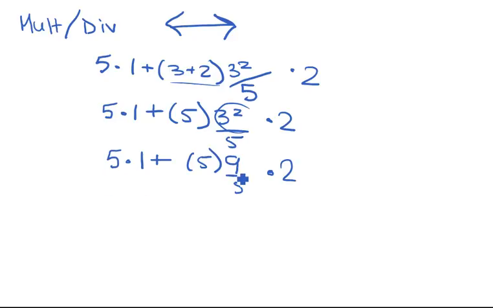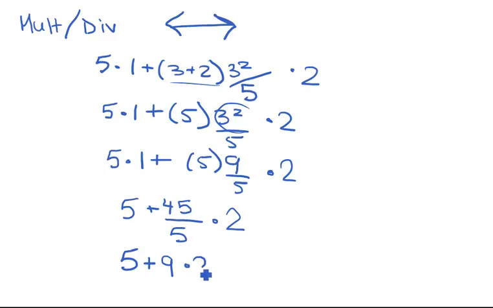So now we have to do our multiplication and division left to right. So first we have 5 times 1, which is 5, plus 5 times 9 would be 45. Here's where it gets tricky. Some people would do 5 times 9 divided by 5, but what you have to do is multiply and then divide. So 45 divided by 5 times 2. 5 plus 9 times 2. So that would be 5 plus 18, which is equal to 23.